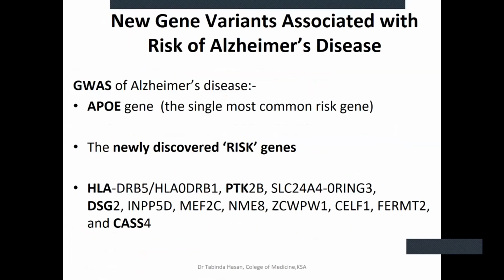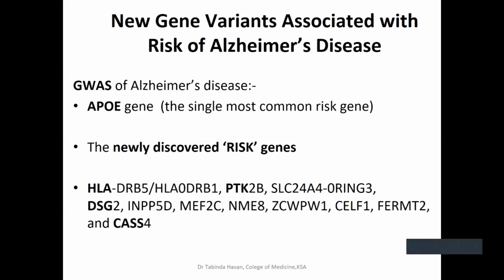Now we move on to some of the new research. As genetic researchers have done genome-wide assays to analyze the DNA of populations, more varieties of genes have been discovered, not just the APOE gene, but also other genes that are related to Alzheimer's disease.